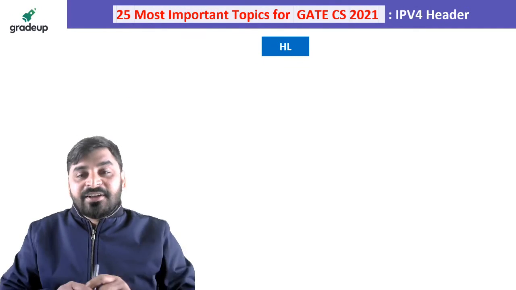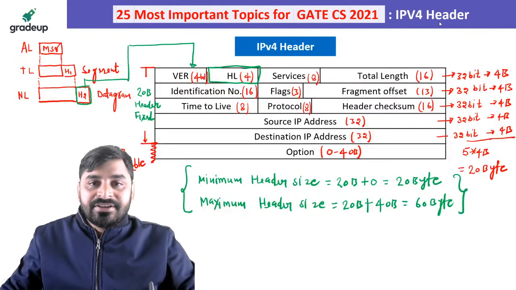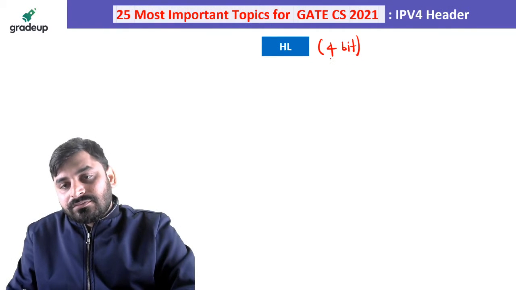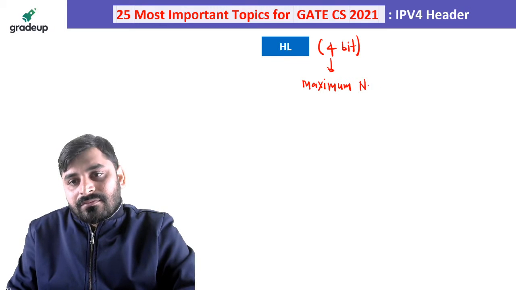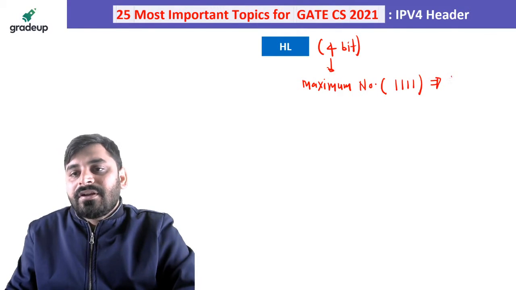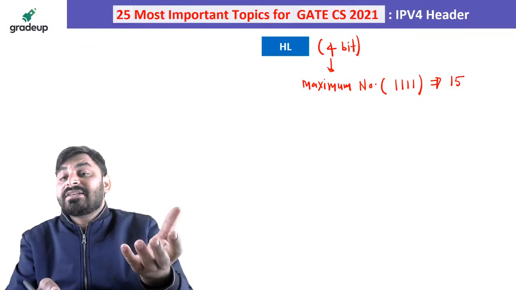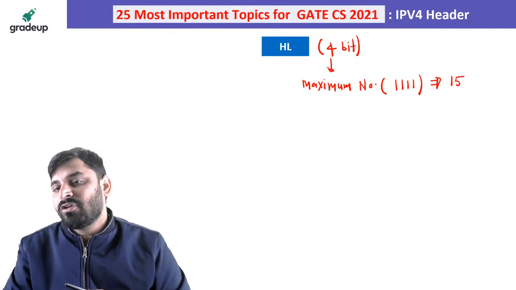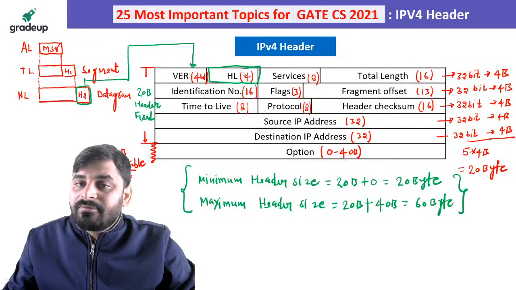Now guys, listen. This header length field is a 4-bit field. What is the maximum number that I can write from 4 bits? All the bits are 1, so it is 15. So the maximum number that I can write from 4 bits is 15, because in binary, if I write all four 1s in this 4-bit field, the value will be 15.